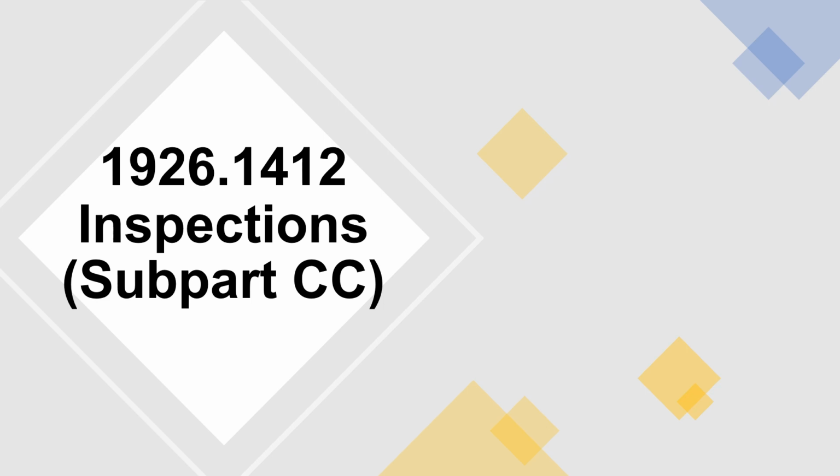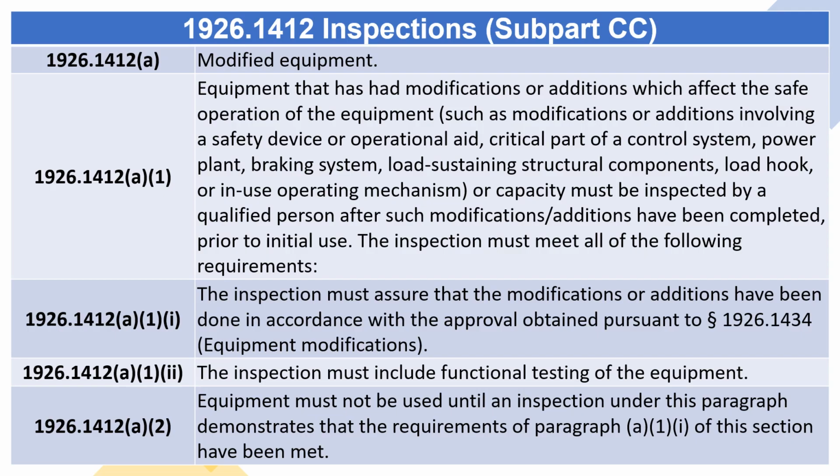1926.1412 Inspections to Subpart CC, Cranes and derricks in construction. 1926.1412(a) Modified equipment. 1926.1412(a)(1) through (a)(2).